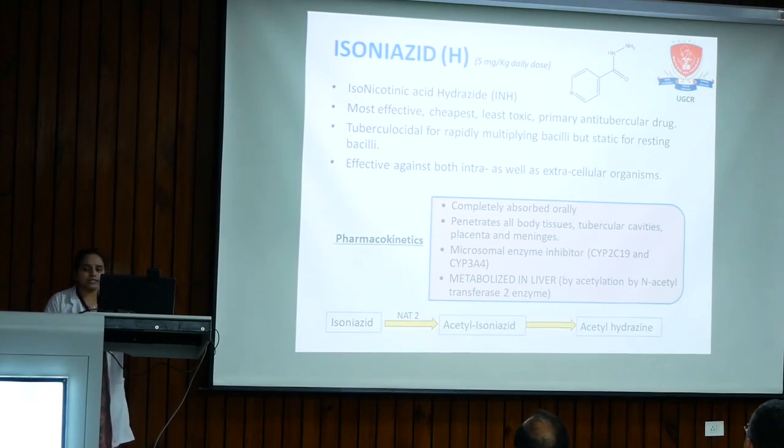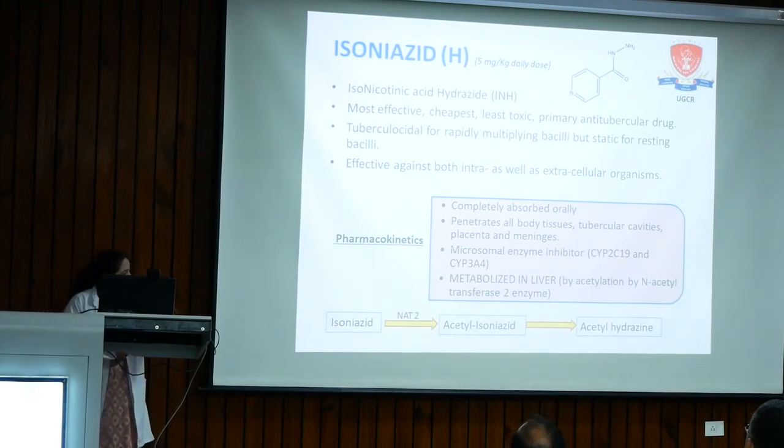Isoniazid is a microsomal enzyme inhibitor of CYP2C19 and CYP3A4, so various drug interactions may occur. It is metabolized in the liver by acetylation by the N-acetyl transferase enzyme. This enzyme converts isoniazid into acetyl hydrazine. According to genetics, there are 2 types of people, fast acetylators and slow acetylators. Fast acetylators have high NAT concentration and slow acetylators have low NAT concentration. So the dose has to be adjusted accordingly.